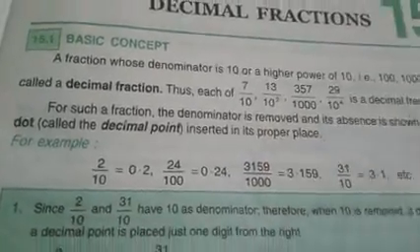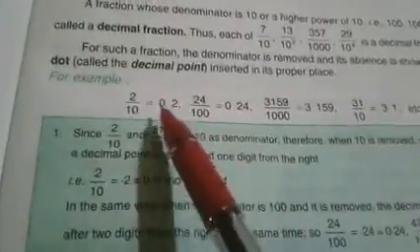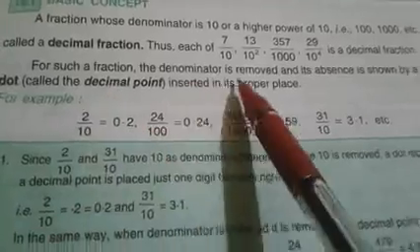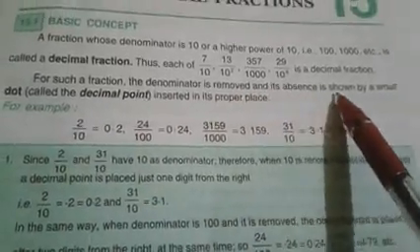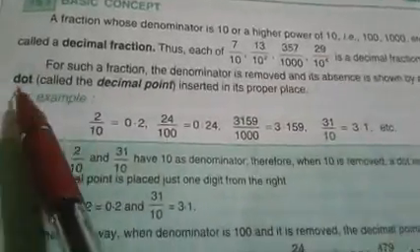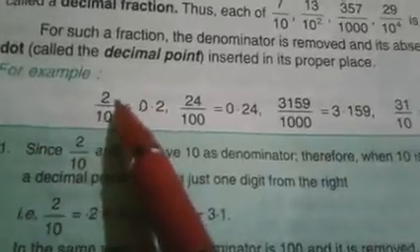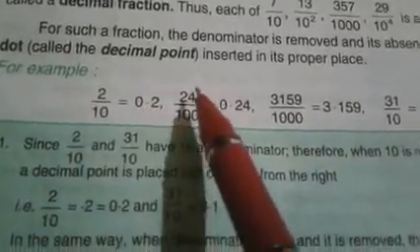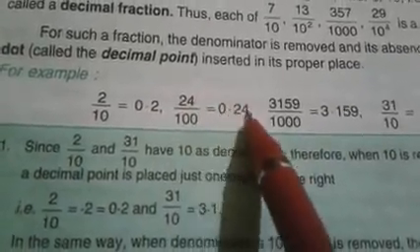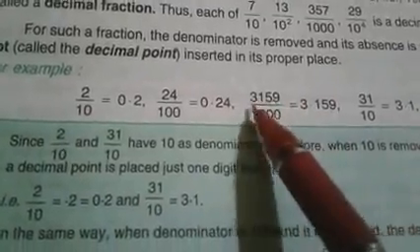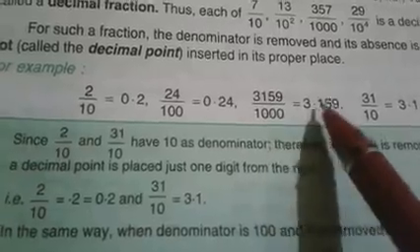Okay, so like that. You can see now, for such fractions the denominator is removed and its absence is shown by a small dot, which is called the decimal point, inserted in the proper place. So 2 upon 10 means 0.2. 24 upon 100 means 0.24. 3159 upon 1000 means 3.159.